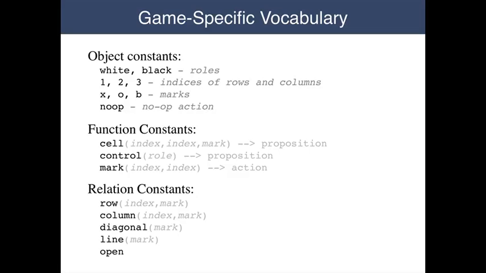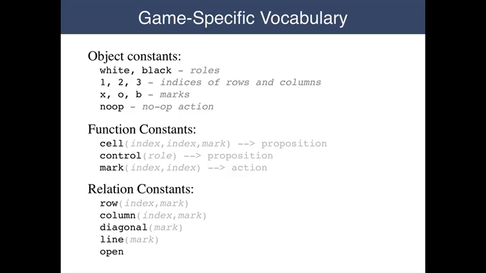Let's look at GDL in the context of a specific game, namely Tic-Tac-Toe. As fundamental entities, we include white and black, the roles of the game. We also include 1, 2, and 3, which we will use as indices for rows and columns of the tic-tac-toe board. And we'll use X, O, and B, meaning blank, as marks that go in the cells of the tic-tac-toe board.